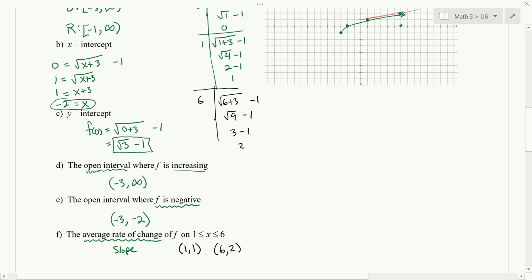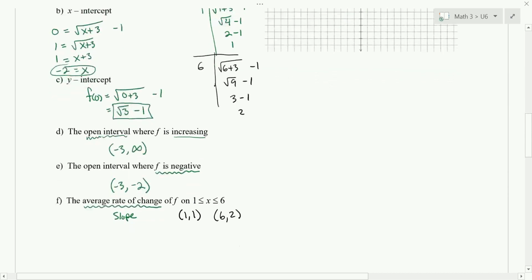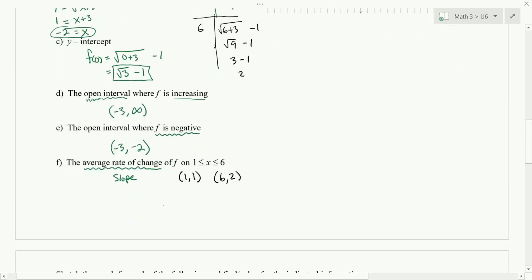And so we're going to use these 2 points to help us find our slope for our average rate of change. And remember the slope formula. Our slope is the difference of our y values divided by the difference of our x values. So I'll go 2 minus 1 over 6 minus 1, which is 1 over 5. Okay. That's your average rate of change.